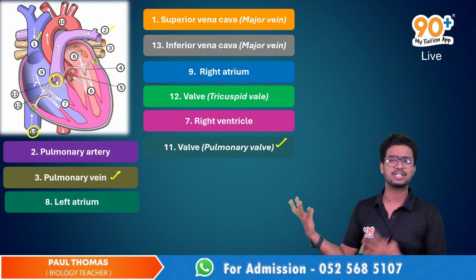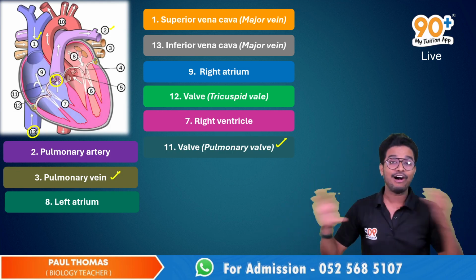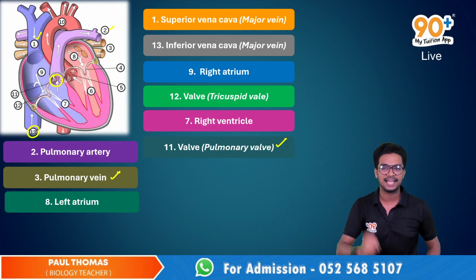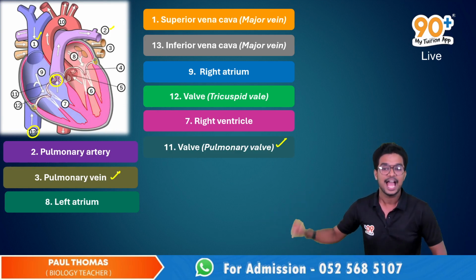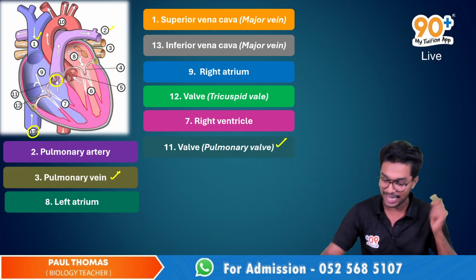You should know the exceptional condition of this pulmonary vein as well. What is the exceptional condition regarding the pulmonary vein? All the veins carry deoxygenated blood except the pulmonary vein. The pulmonary vein always carries oxygenated blood from the lungs into the left atrium.